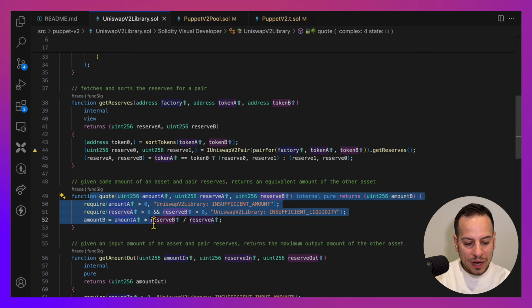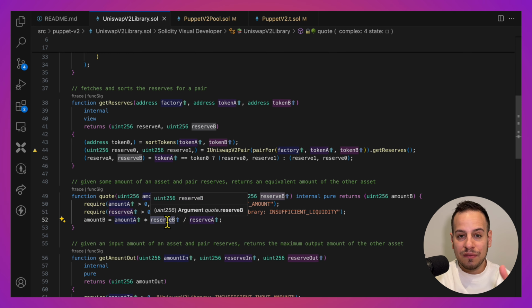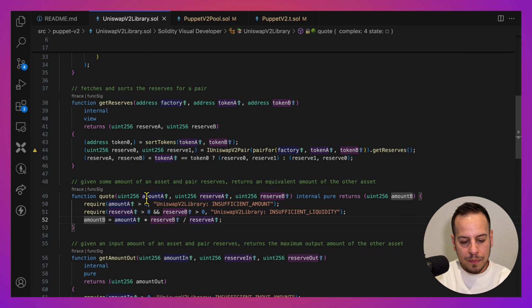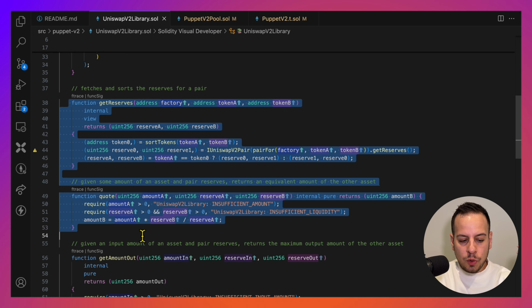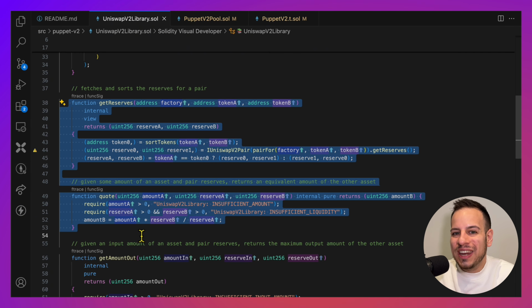And the quote essentially just creates this formula of amount A multiplied by reserve B divided by reserve A, which just converts one token to the other based on the given amount, reserve A and reserve B. So as I mentioned, we cannot manipulate these reserves using a flash swap because they are being updated only at the end of the operation. So we need to actually perform a swap with our own liquidity.